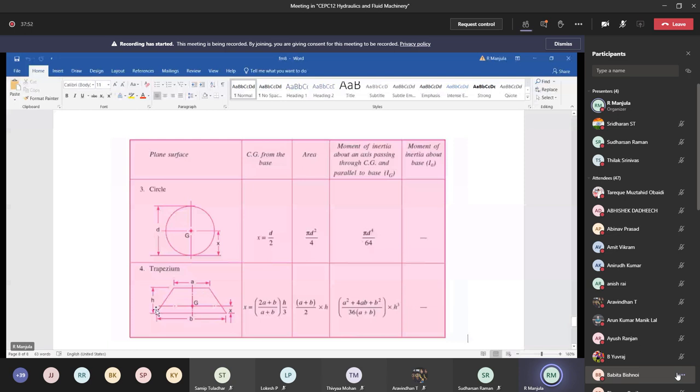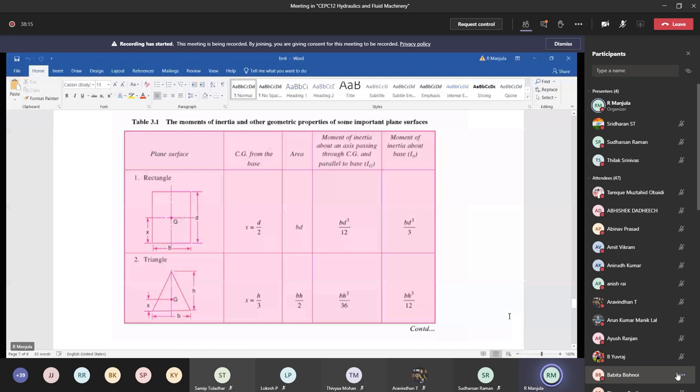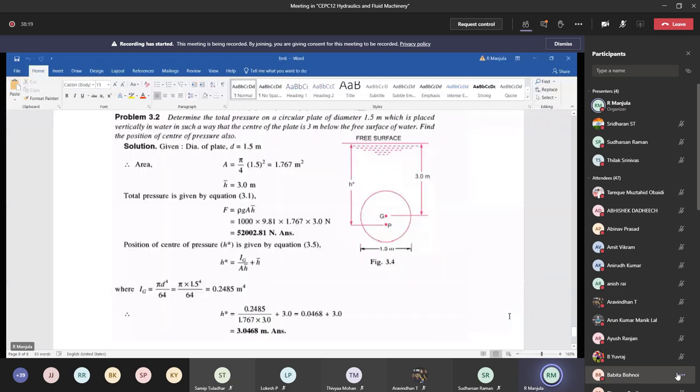And you know the area of the trapezium is (a plus b) by 2 into h. And the moment of inertia passing through CG will be (a squared plus 4ab plus b squared) divided by 36 into (a plus b) into h. Okay, so this is about the various centers of gravity, moments of inertia and the centers of gravity of various plane surfaces. We need these things also. Now consider this problem.